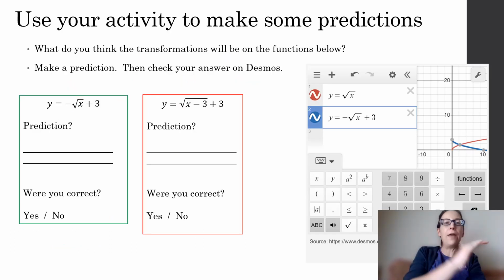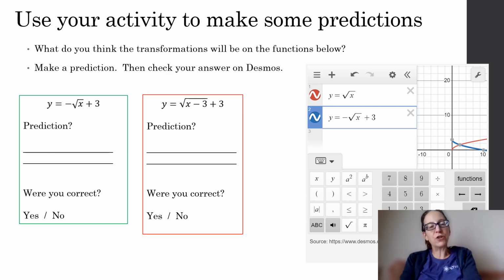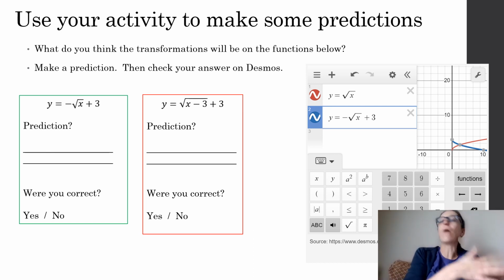Okay, in this one, I want you to use your activity to make some predictions. We're just going to change the order a little bit, where instead of graphing it on Desmos and then writing down the transformations, I want you to look at the functions and make a prediction, based on the function without looking at the graph, of what you think it is going to do, and then go to Desmos and see if your prediction is right. Ultimately, we don't want to have to go to Desmos every single time for all of these problems. So take a moment, pause the video if you're doing this from home, make your predictions, check them on Desmos, and then indicate if you are correct or not.